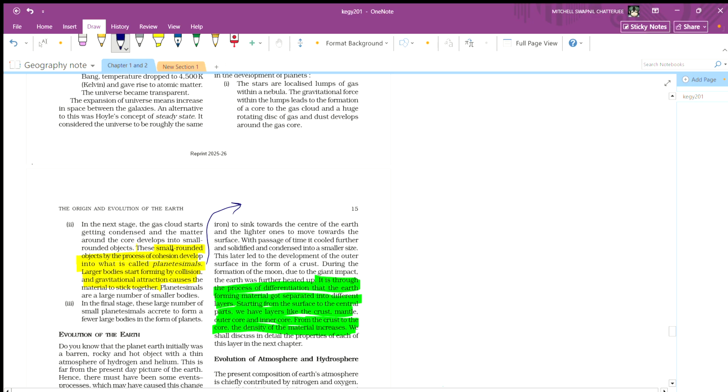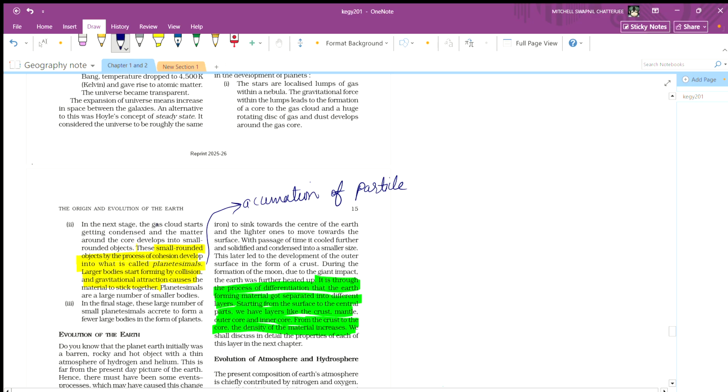The smaller rounded object, by the process of cohesion, develops into what is called a planetesimal. It's an accumulation of particles. Small particles, due to gravity, everything has a small gravitational pull. That's why they get accumulated, and that process is called planetesimal formation.